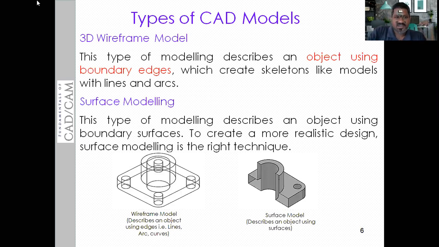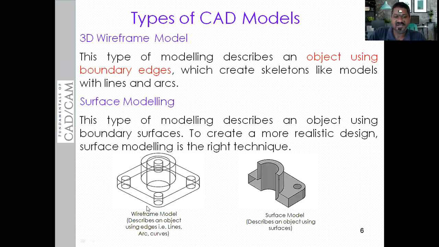Then when it comes to the surface model, it is the model which describes an object using boundary surfaces. In the first case, the wireframe model, we described the model using the edges. Whenever you want to describe the model using the surfaces, that is called the surface model.